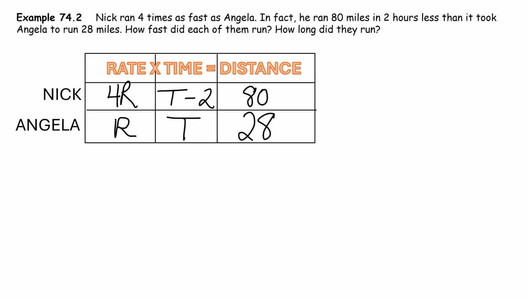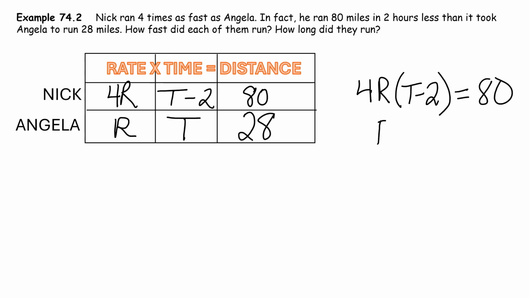So we have all our information organized in the chart, and now we can write our equations. Rate times time equals distance. 4r times t minus 2 is 80, and rt is equal to 28. We can use the distributive property to multiply that first equation out. So we'll have 4rt minus 8r is equal to 80.